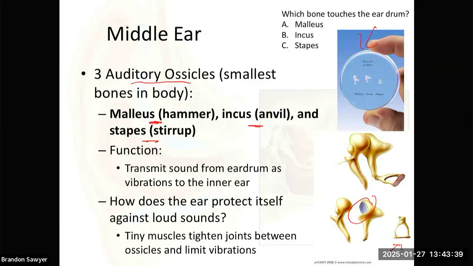So which bone touches the eardrum? Talk about the order with your team and send in the one that touches the eardrum or the tympanic membrane.